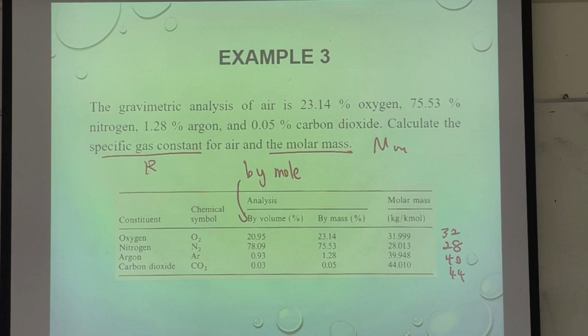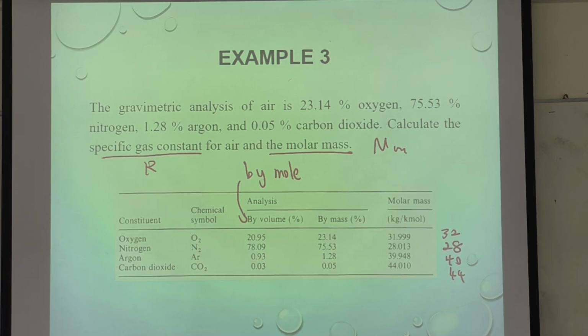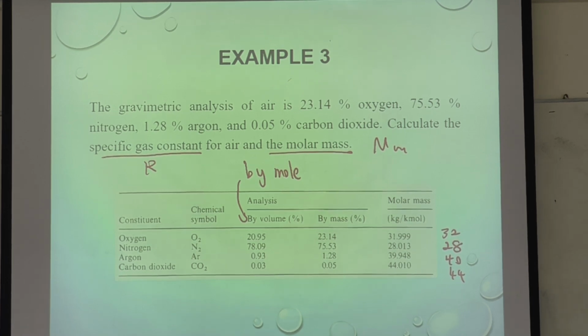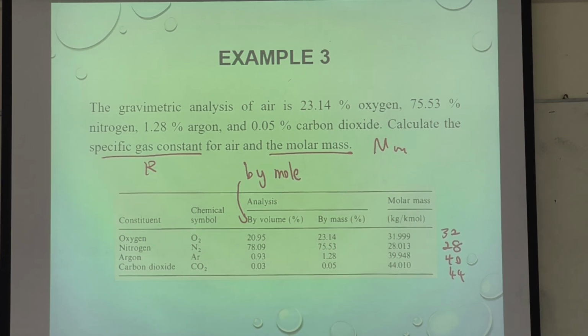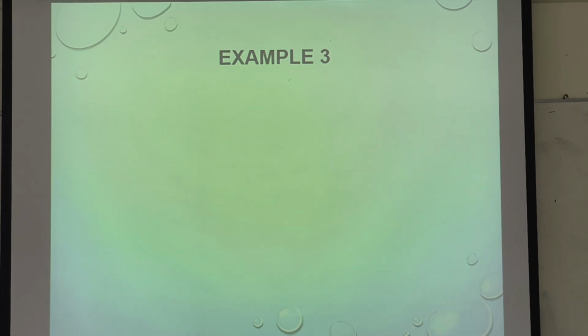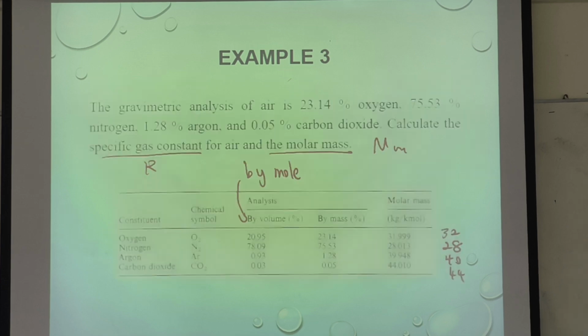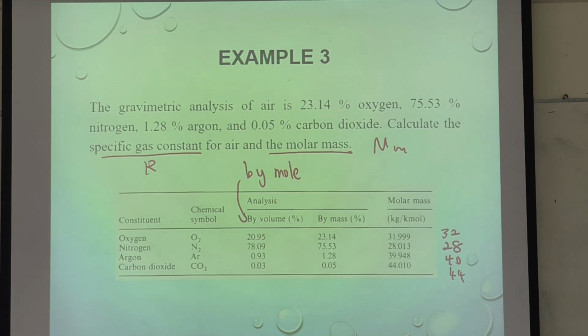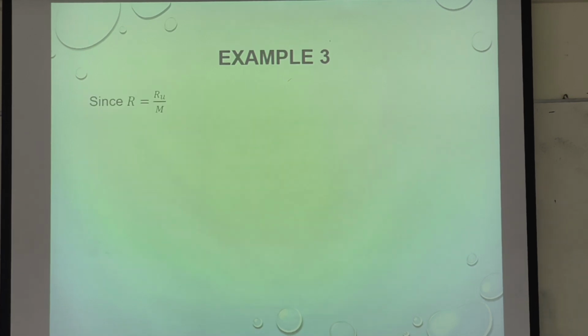Either way, you can find it from the gas constant first, then molar mass, or you can find the molar mass first, then the gas constant. It doesn't really matter because they all come from the same equation. So maybe now we look at how we solve here. Even though the question says gas constant and molar mass, the first method that comes to my mind is to find the molar mass first, because we know that R is equal to RU over molar mass, right? But let's see here.